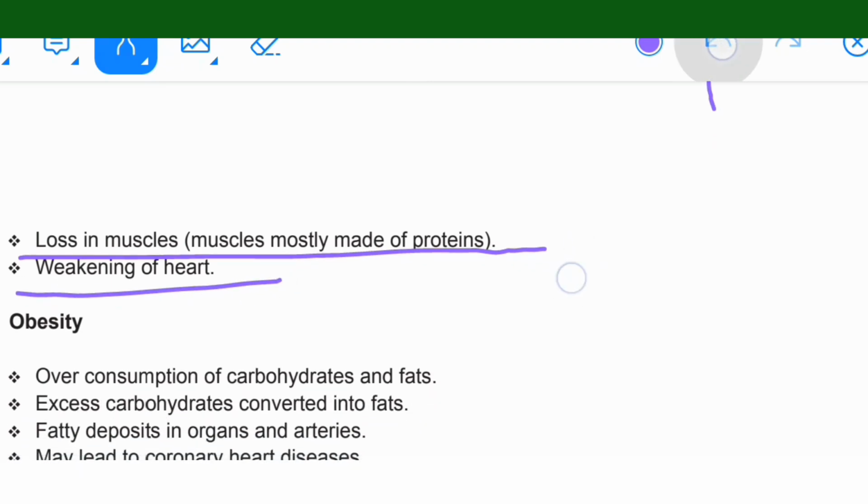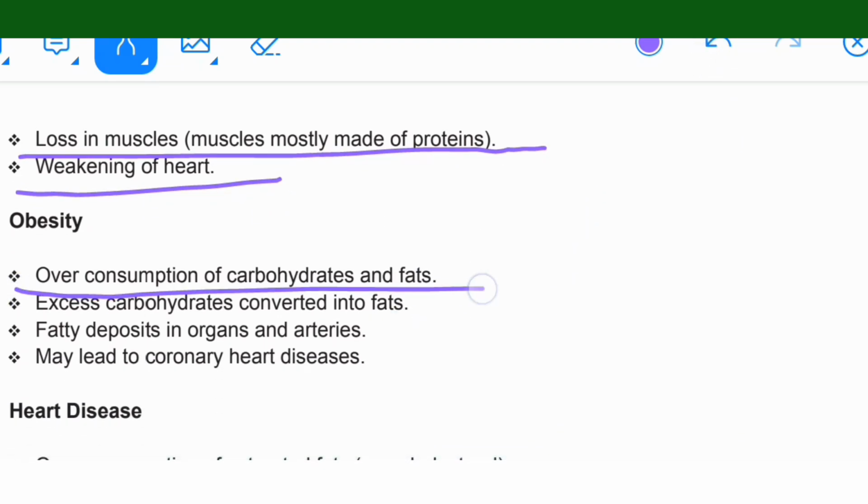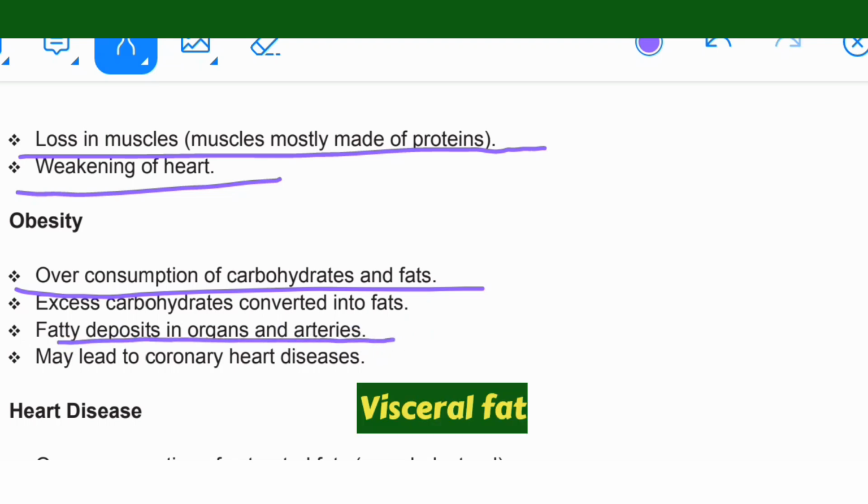Then obesity. Obesity is the overconsumption of carbohydrates and fats. When you eat too much fat and carbohydrates, it will lead to what is called obesity. And this excess carbohydrate will be stored in the body as fat. Now, these fat deposits will gather around the organs, which is called visceral fat. That is fat gathering around the heart, or enough fat gathering around the liver. Okay, that's called visceral fat, the fat inside the body.